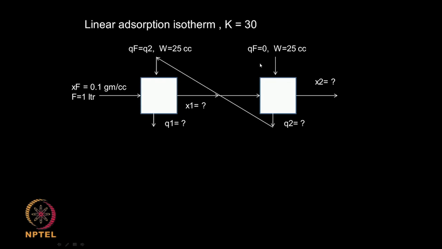I am able to reduce the amount of adsorbent by half, but my efficiency has gone down a little bit. It has come down to 57, whereas in the other case, if I add 25 cc fresh in each, I get about 65. So that is the advantage of doing a counter current operation.